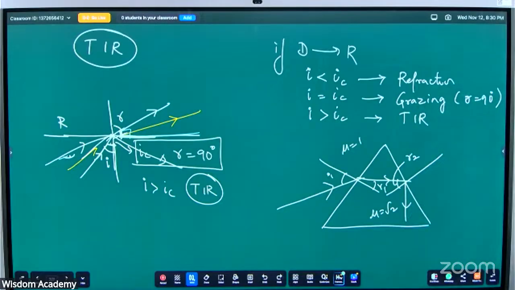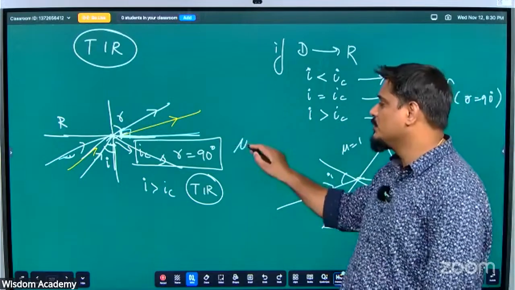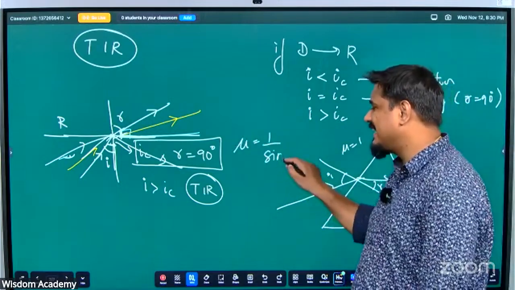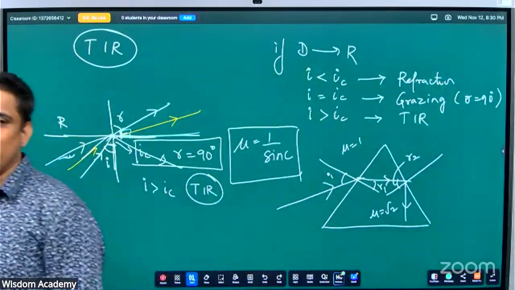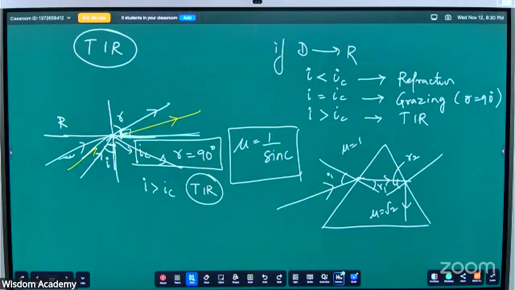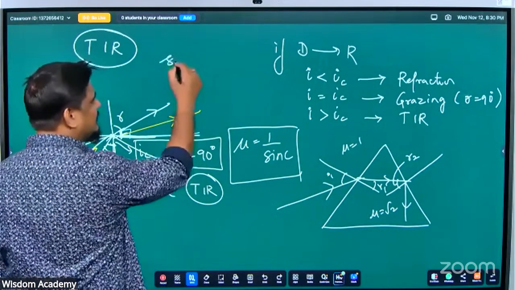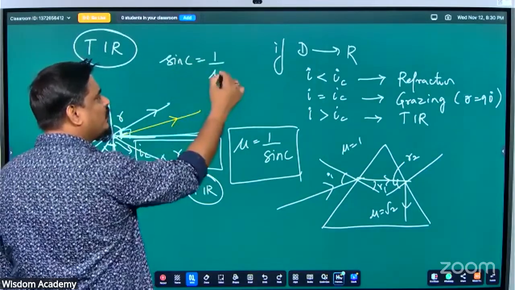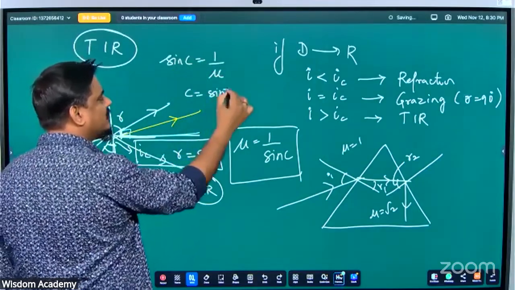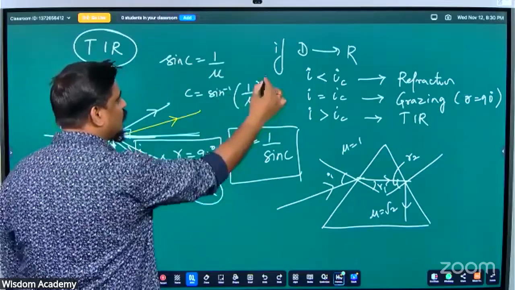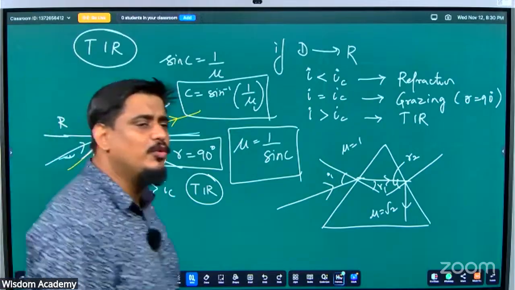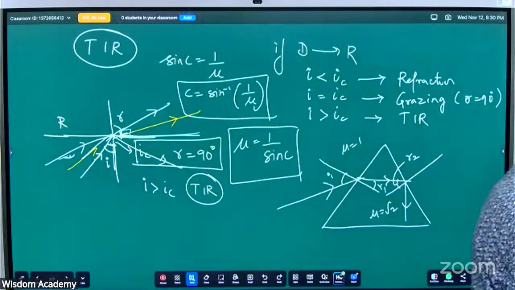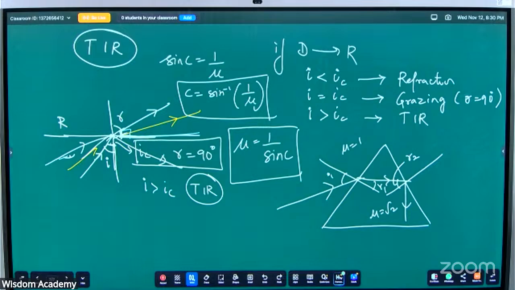How to find critical angle? Another question. For that, the formula is mu is equal to 1 by sine C. By this formula, you can easily find critical angle. That is, sine C is equal to 1 by mu. So C will become equal to sine inverse of 1 by mu. So if you have the refractive index of the prism known, you do sine inverse of 1 by mu, you will easily get the critical angle.